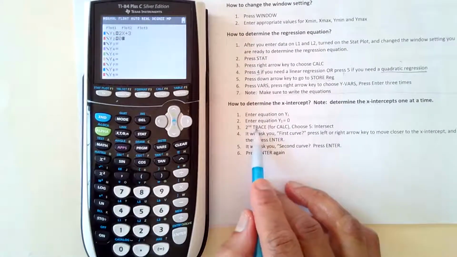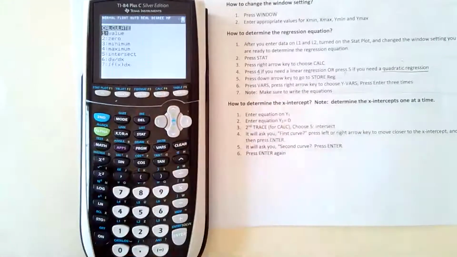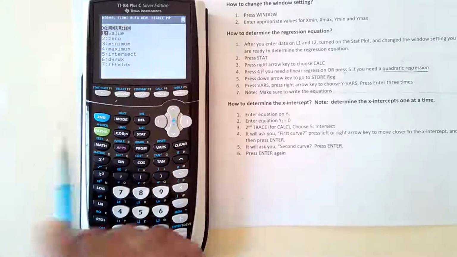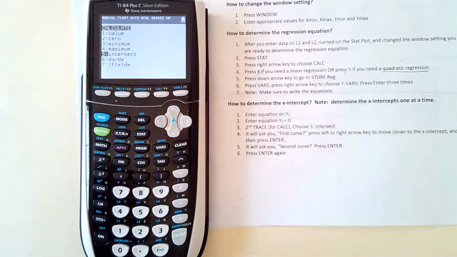Now the next step, we go to second trace. Second trace. Now we move down to 5. We want to find where this line intersects. And there are 2 lines. So we go down to 5. You can move down, or you can press 5. Press enter.